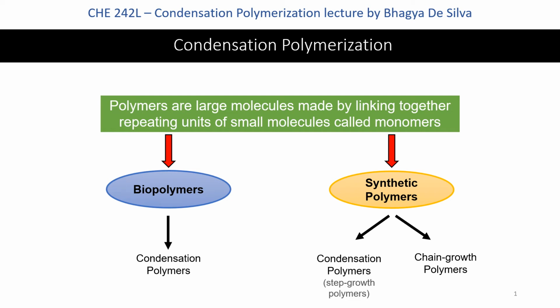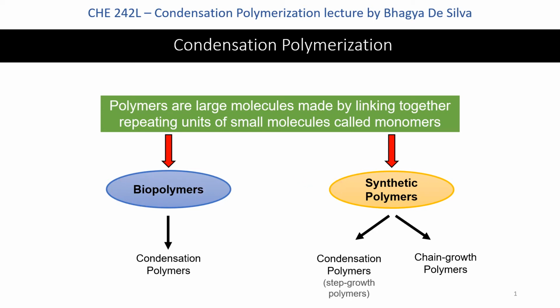Today we will be talking about condensation polymerization. Polymers are very large molecules or macromolecules made by linking together repeating units of small molecules known as monomers. And there are two broad groups of polymers, biopolymers and synthetic polymers.